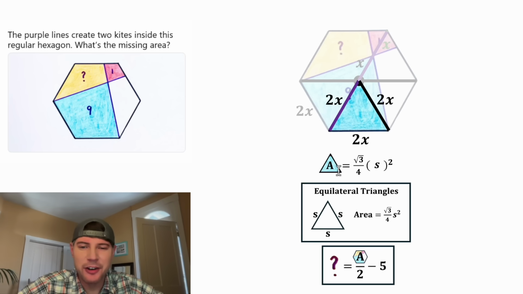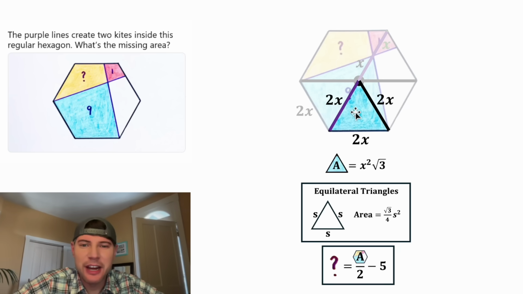And in this case, the area would be equal to root 3 over 4 times the quantity 2x squared. To simplify this, the 2 and the x can each get their own squared. 2 squared is equal to 4, and this 4 and this 4 can cancel each other out. So we're left with x squared times the square root of 3. And we now have the area of this equilateral triangle in terms of x.